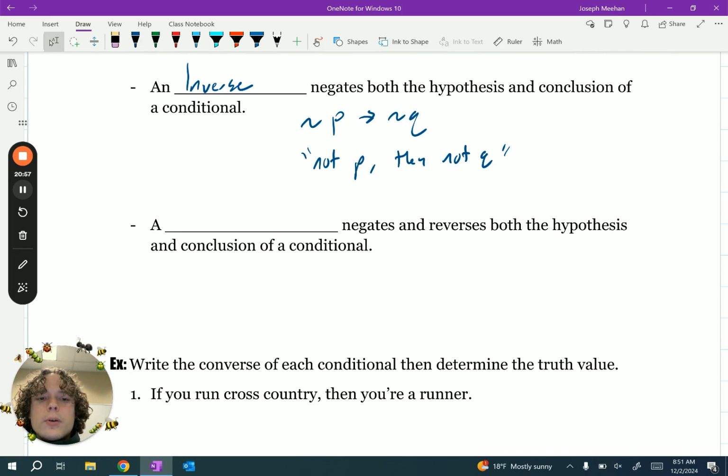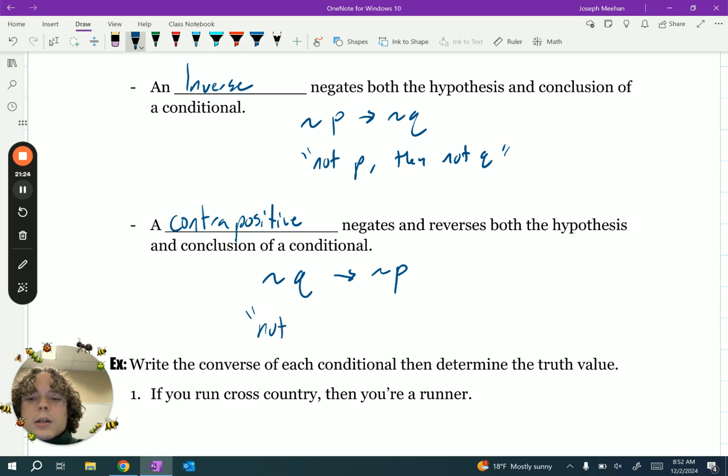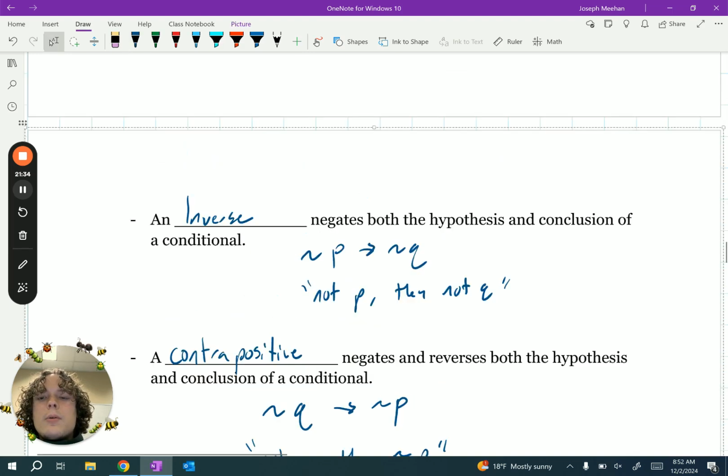And then this last definition, it says a blank negates and reverses both the hypothesis and the conclusion of a conditional. This is called a contrapositive. A contrapositive negates and reverses both the hypothesis and the conclusion of the conditional. That means the Q is going to come first, and it negates everything, so it's going to be not Q, then not P. Not Q, then not P. Just like that. All right?